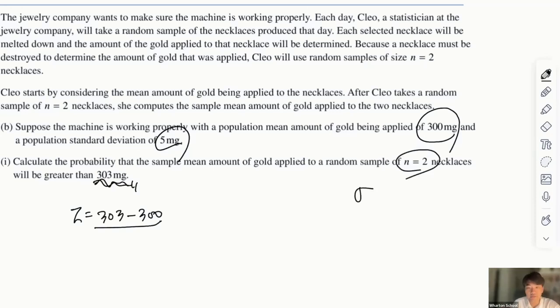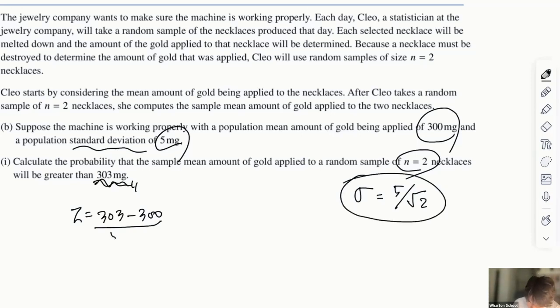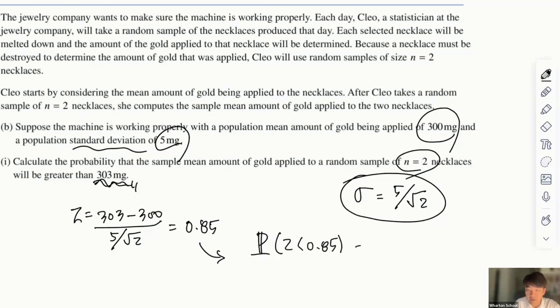How do we get the standard deviation here? We just have to divide by the square root of 2. So this is our new standard deviation. If you calculate this, you will get 0.85. Okay, so what is the overall area? The probability that the z-score would be less than 0.85 is 0.8023, so the probability of being greater is 1 minus 0.8023, which is 0.1977.